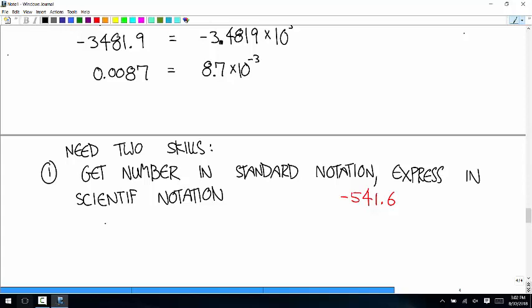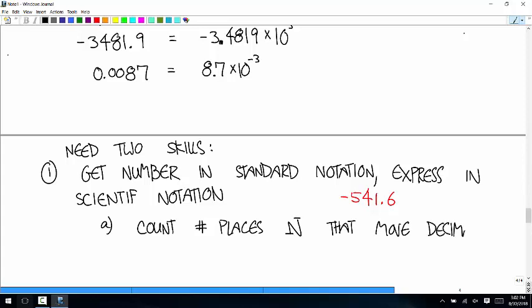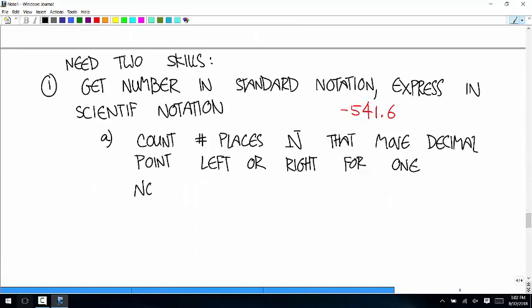Okay, so the first step is count the number of places, and we're going to call that number of places n, you have to move the decimal point left or right to get one non-zero leading digit. So one non-zero digit before the decimal point.